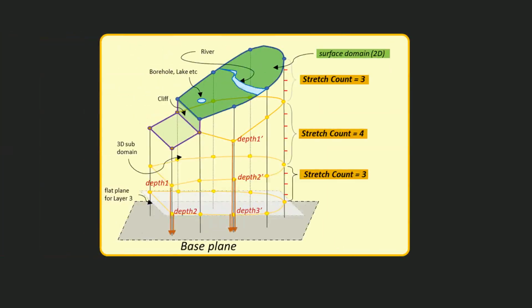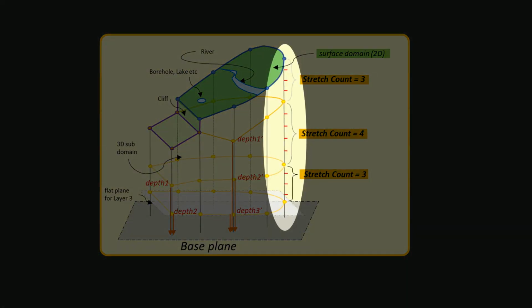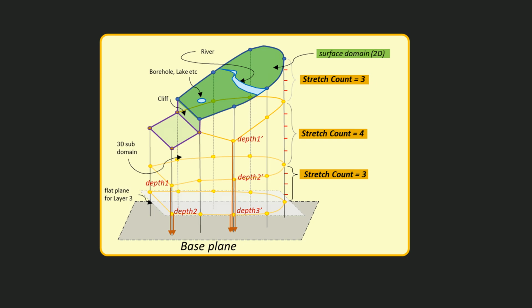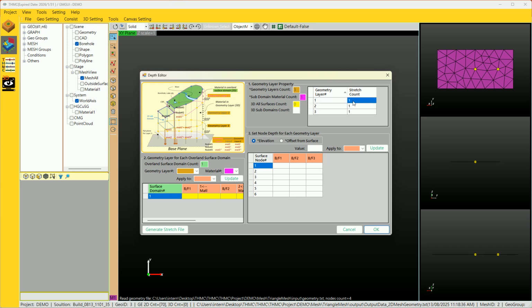The stretch count refers to the number of horizontal slices at this geometry layer, which helps generate mesh elements with finer resolution in the vertical direction. In this case, we set the stretch count as 3, 4, and 3. This means the top geometry layer is divided into 4 mesh layers, the middle geometry layer into 5 mesh layers, and the bottom geometry layer into 4 mesh layers. Moving on to the second panel, set the geometry layer for each overland surface domain.